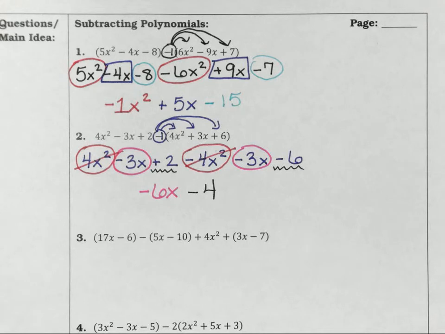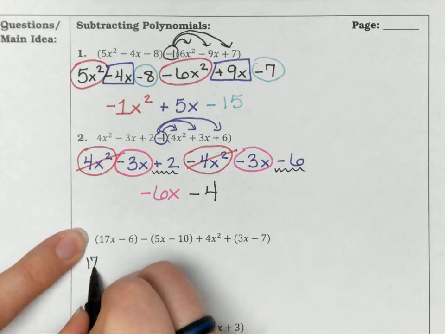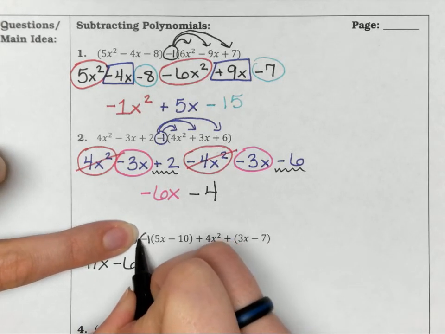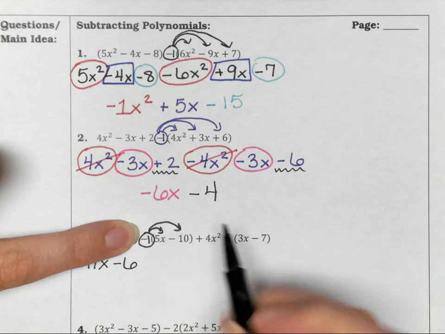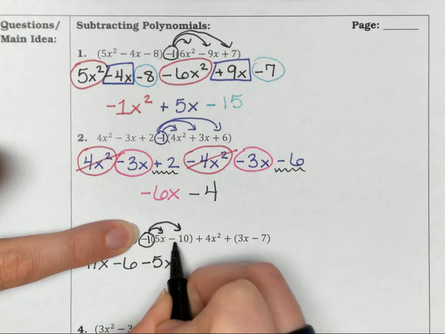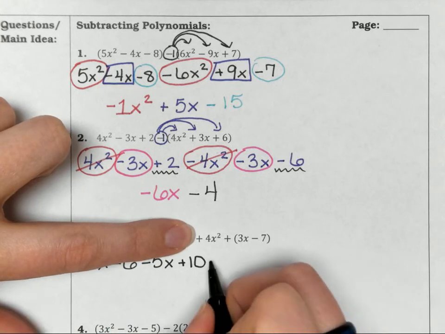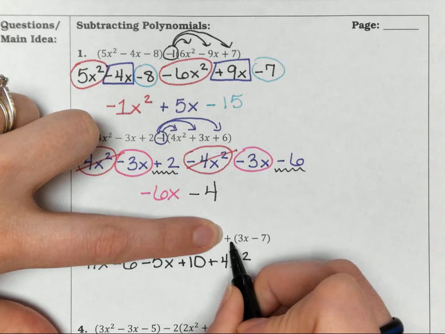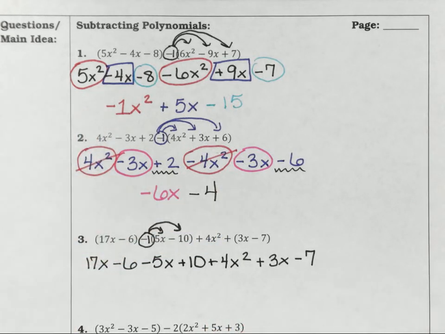All right, number 3. Nothing in front, so I'm going to rewrite it. 17x minus 6. Here I have a negative 1 in front. So I'm going to circle it, and it gets distributed to the 5 and the 10. So negative 1 times 5 is negative 5x. Negative 1 times negative 10 is positive 10. Then I have a positive 4x squared. And then there's nothing in front of the parentheses again, so I'm just going to write plus 3x minus 7.